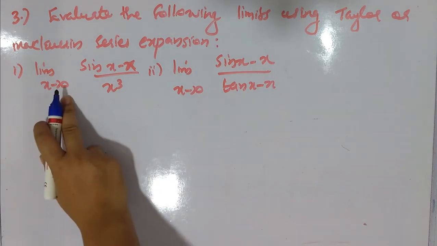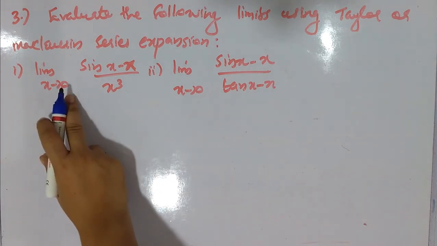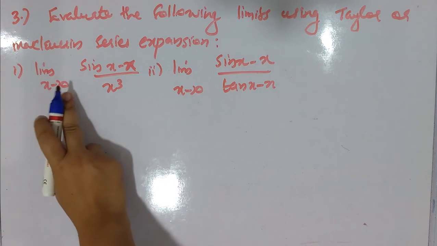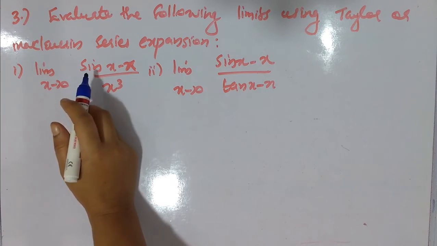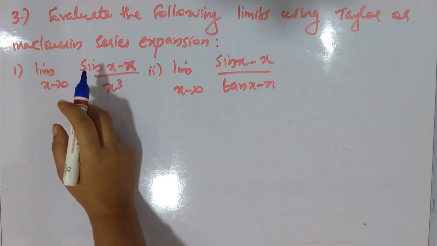Now, the limit x tends to 0. For x tends to 0 we use the Maclaurin series, and for x tends to 1 we use the Taylor series about x equal to 1.